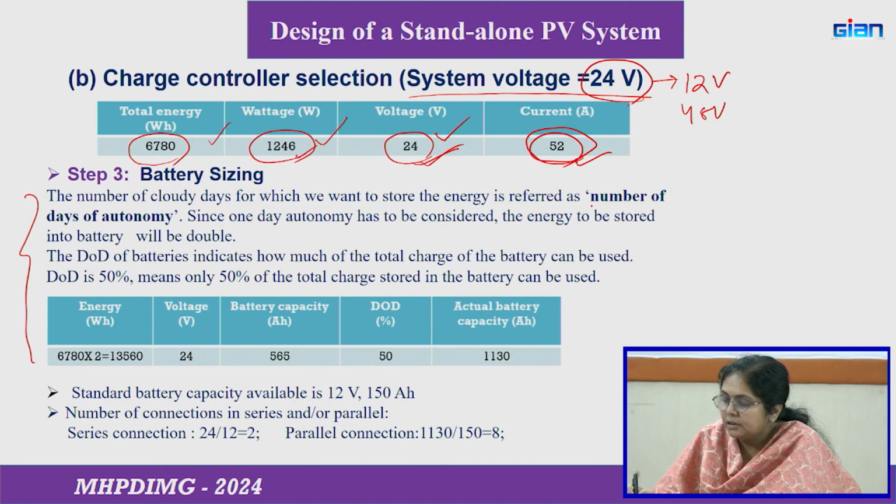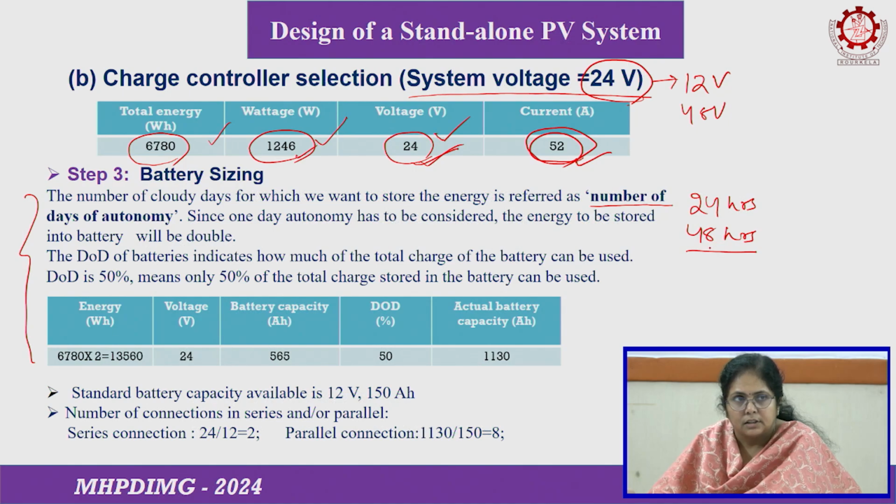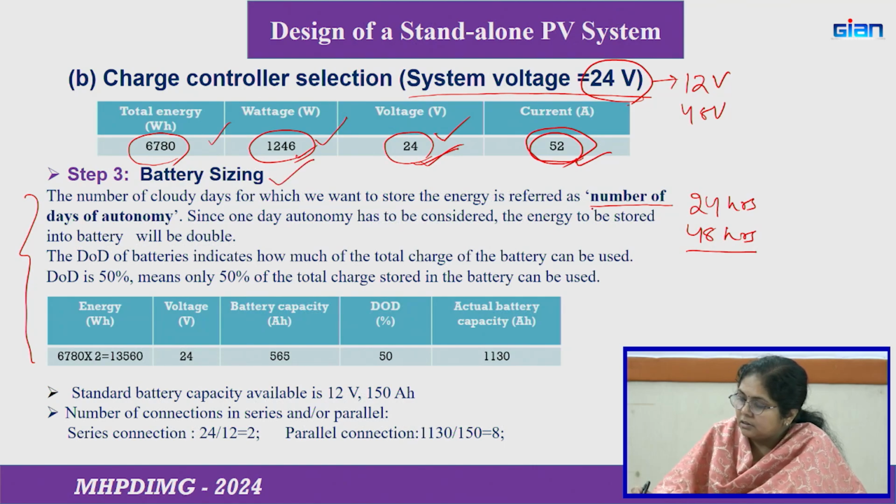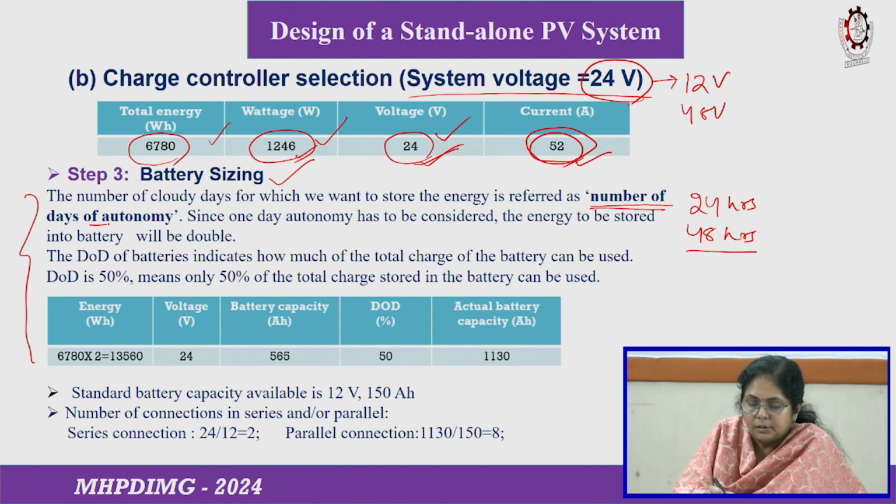Okay. So, normally for 0 autonomy, the battery should be capable of supplying for 24 hours, whereas for 1 day autonomy it should be capable of 24 plus 1 more day. So, 48 hours backup it should be able to give. Similarly, if it is 2 days of autonomy, then 48 plus 24 again. Like that you can calculate the size of the battery. So, coming to the battery sizing, this number of days of autonomy is a very important term you need to understand.